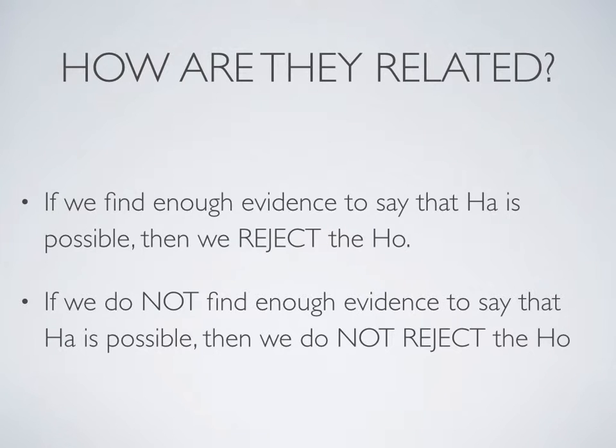So how are they related? If we find enough evidence to say that the HA is possible, then we can reject the H0. If we do not find enough evidence to say that the HA is possible, then we do not reject the H0. So it's really important: we always reject, we never accept.